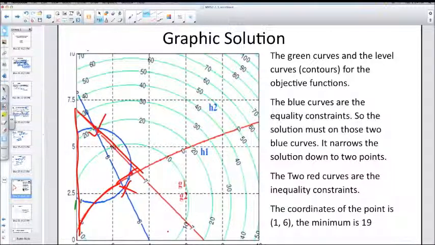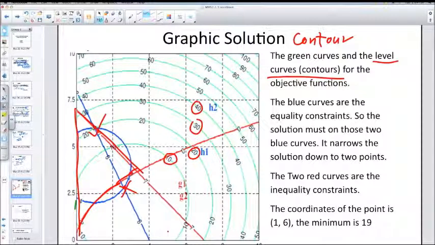Well, you look at those green curves. Those are called the contour curves. Sometimes we call it a level curve. In all this green line, your objective function all equals 10, 20, 30, 40. That's why it's called the level curve. So we need to minimize. That means the smaller, the better. But in our case, you have no choice. That's the point of your solution.